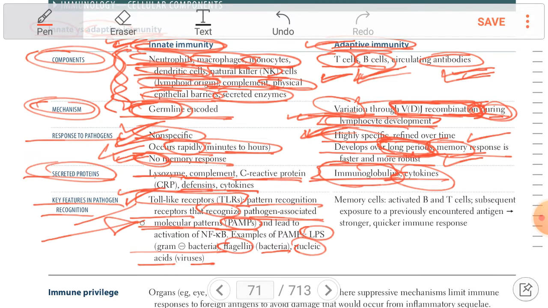So the toll-like receptors on these cells, neutrophils, macrophages, monocytes, dendritic cells, will recognize PAMPs, pathogen associated molecular patterns, like lipoproteins on gram-negative bacteria, flagellin on bacteria, and nucleic acid in viruses, leading to activation of nuclear factor kappa B.